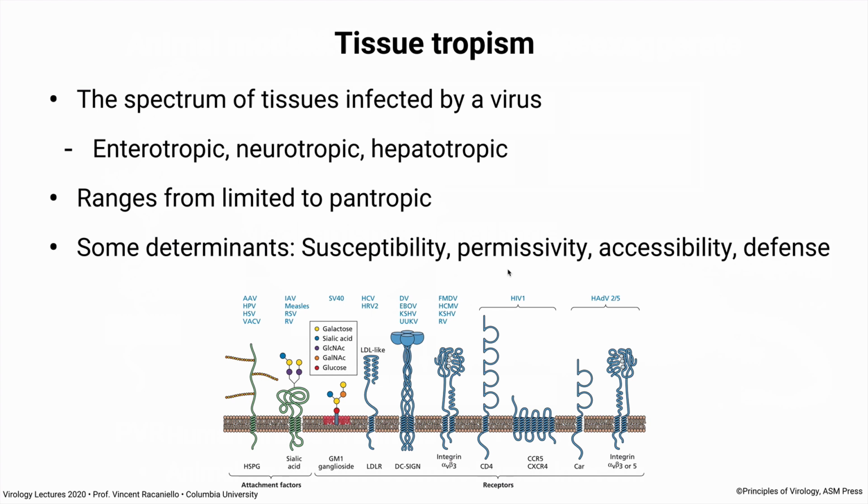So permissivity, though, for many viruses is a determinant of tropism. Some viruses can enter a variety of cells and don't replicate in there because some crucial protein is lacking. Accessibility of cells. Some cells are simply physically inaccessible to virus and won't be infected. And immune defenses of all sorts, ranging from intrinsic through to adaptive, can regulate the tropism of viruses. Let's look at some examples of this.